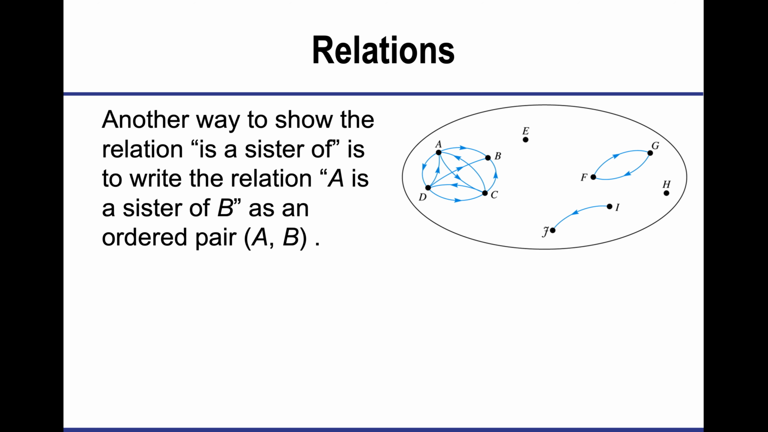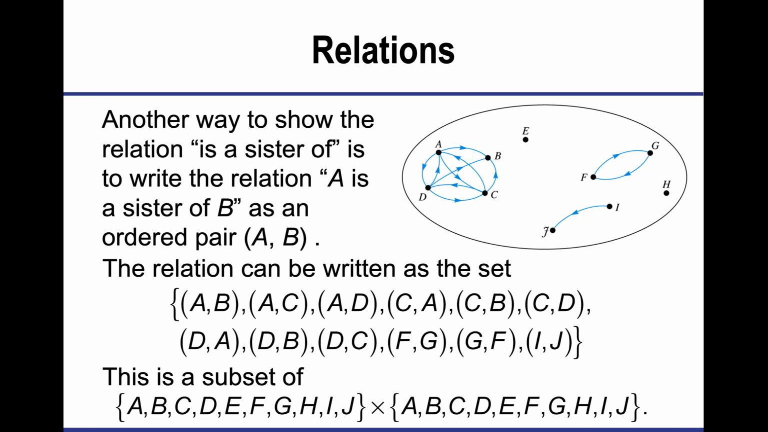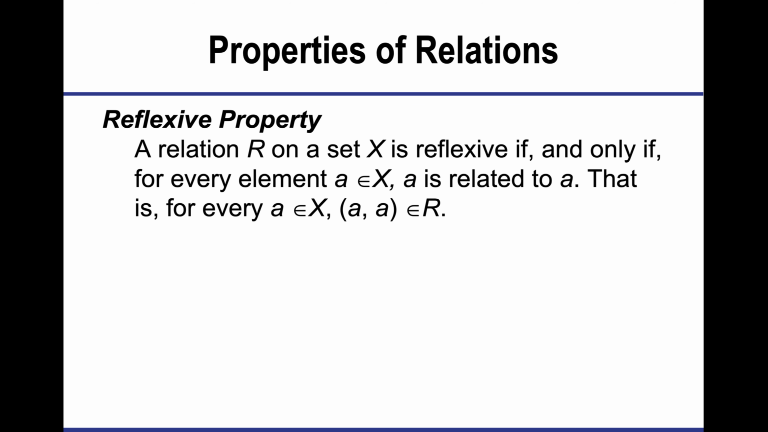Another way to show this could be that A is a sister of B as an AB, and then I can start writing out those relationships as ordered pairs. So I'm taking those arrows in, I'm looking at where A goes, and I'm putting them into ordered pair situations. So then I have that would be a subset of everybody. Given any two sets, a relation is going to be a subset of it.